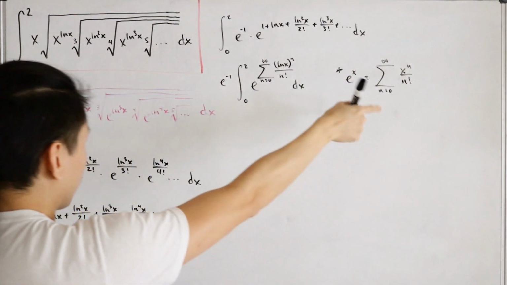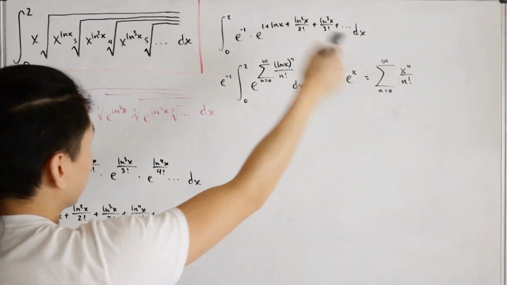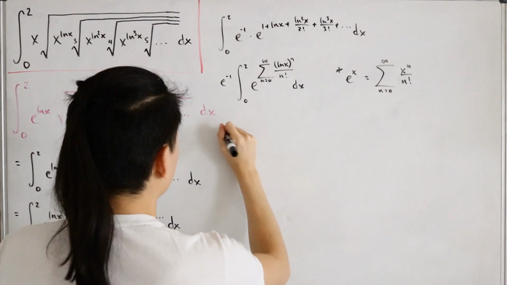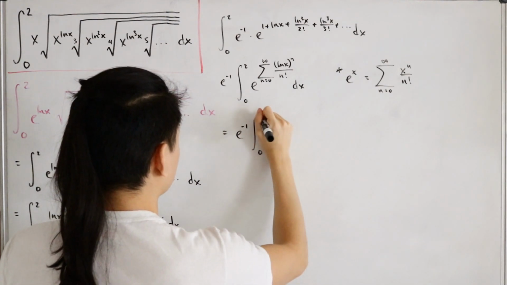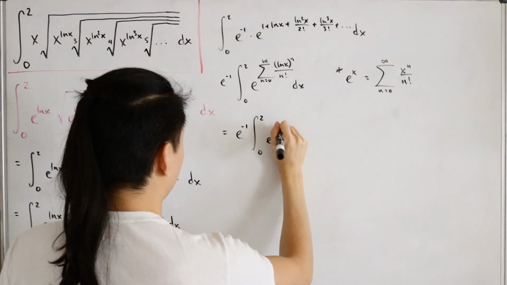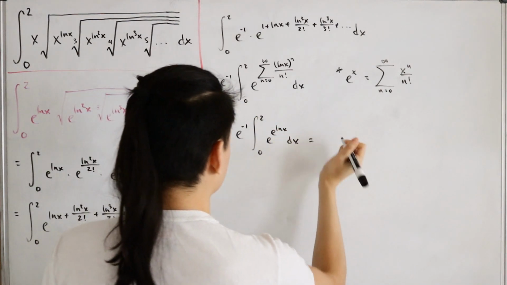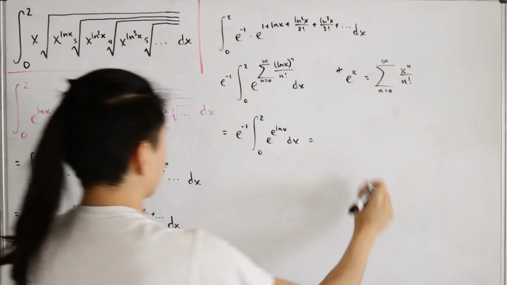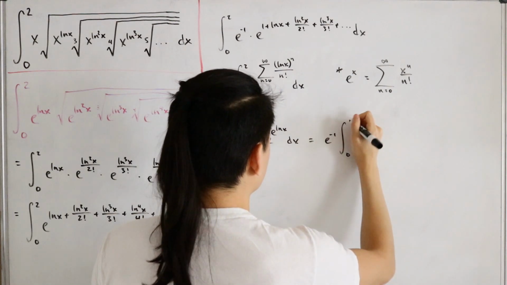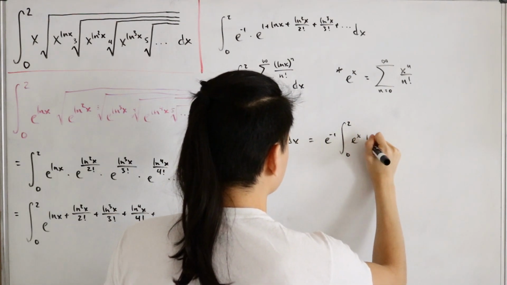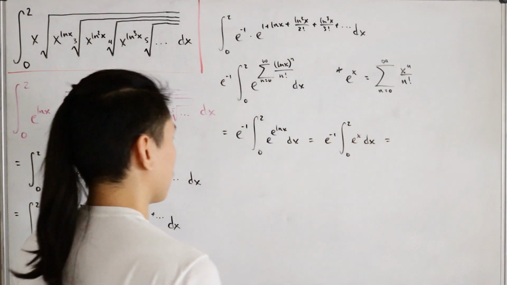So that means, for any real x, I'll just substitute the ln of x back in over here. So basically what we have is e to the power -1 times the integral from 0 to 2 of e to the power ln of x dx. Of course, we know that e to the ln of x is just x. So e to the -1 times the integral from 0 to 2 of e to the power x dx. Standard antiderivative, that's easy to find.